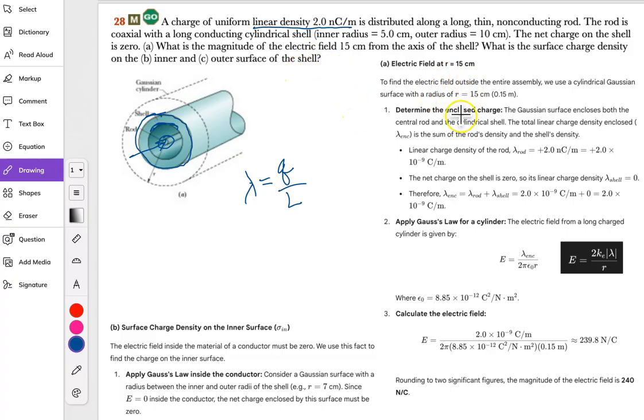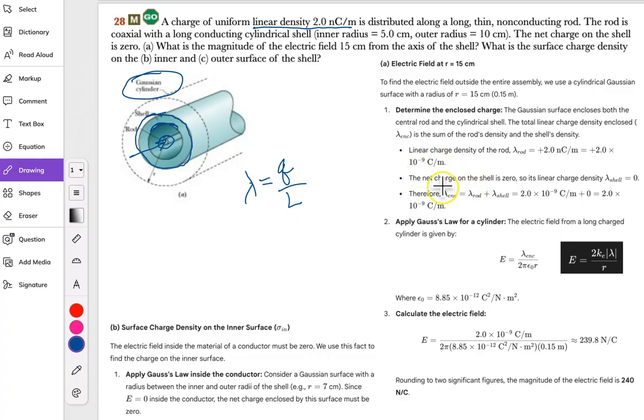To find the electric field outside the entire assembly, because we know that the inner radius is 5 and this is 10, we're going to use a Gaussian cylinder. It's the dotted line that you see here. So the Gaussian surface does enclose everything. We're going to start with the linear charge density of the rod, which is 2 nanocoulombs per meter, and that is basically just 2 times 10 to the negative 9th.